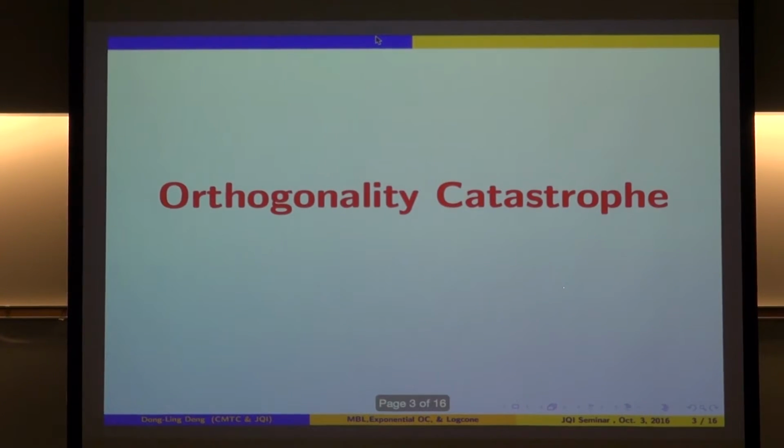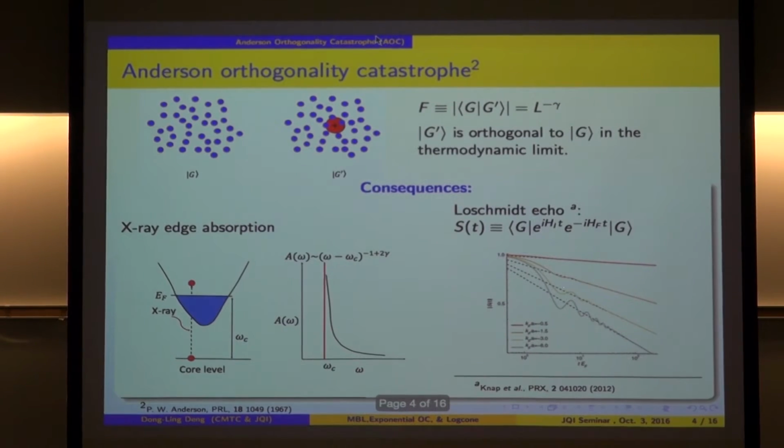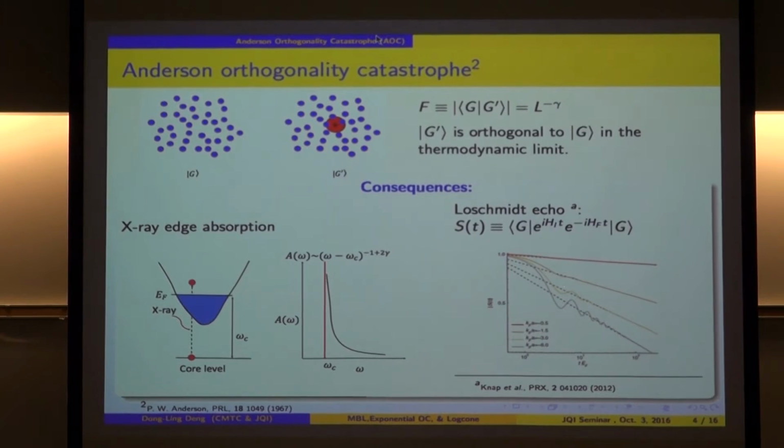Okay. So let's go to the first part, the orthogonality catastrophe. Let's start with the Anderson orthogonality catastrophe. Consider a metal. We shine an X-ray on this metal. This X-ray will kick out an electron from the valence band. And then all the electrons in the conduction band will respond to this hole left by the X-ray. Each single-particle wave function of the electrons in the conduction band will respond and get a small phase shift.